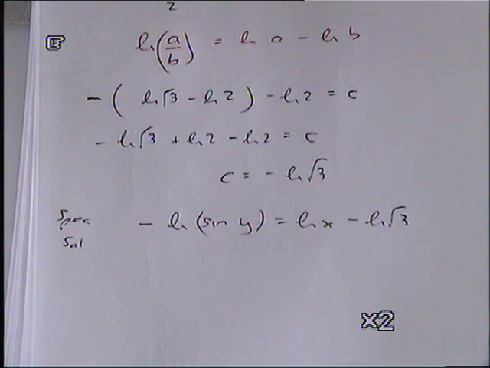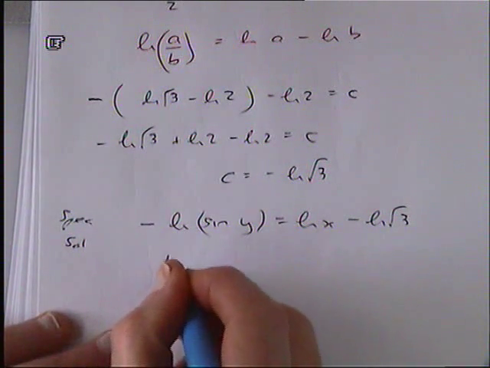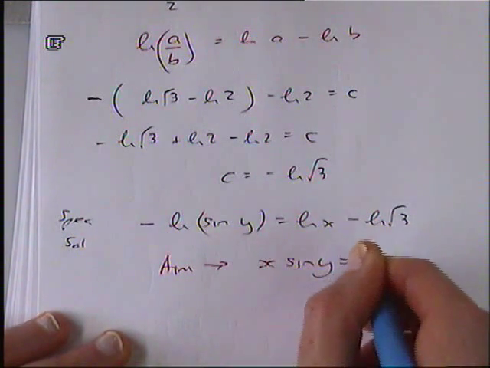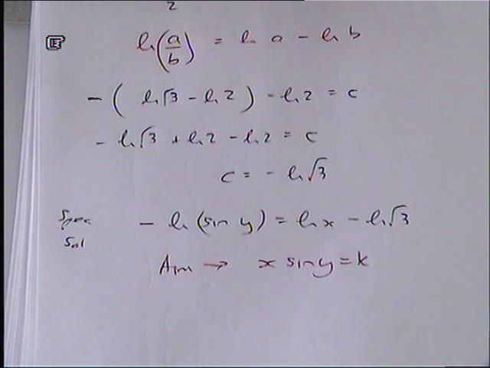Now the question said I had to write my answer in the form x sine y equals k. Everything's got a log in it. So what should you try to do? Because this has got no logs in it. What do I need to do at some point? Get rid of the logs. Yeah, you need to get rid of the logs. How do you get rid of logs? What kills a log? What's the opposite of a log?